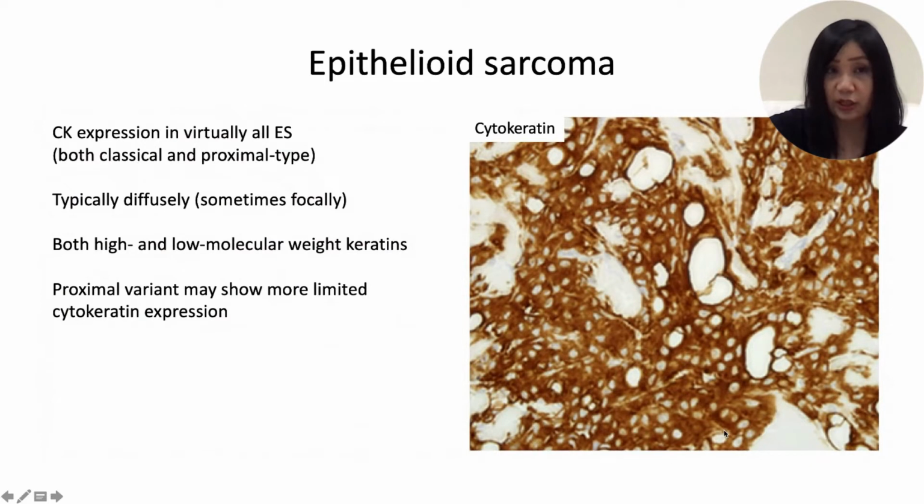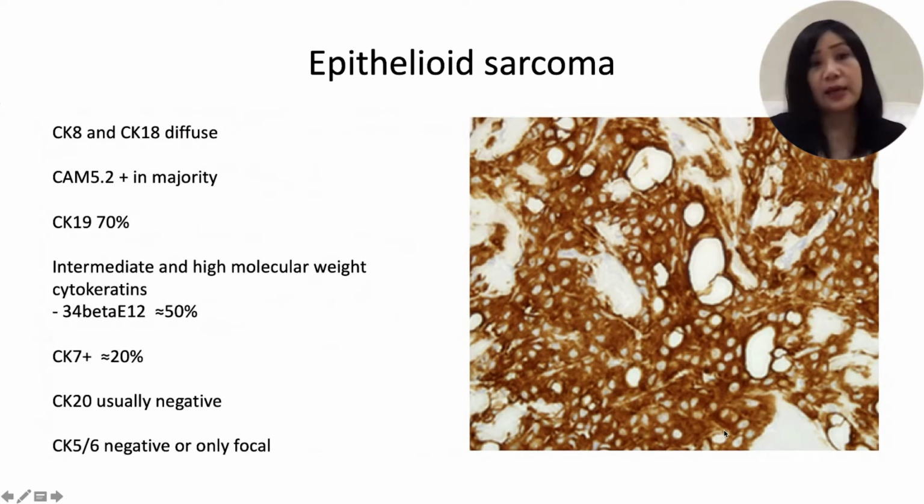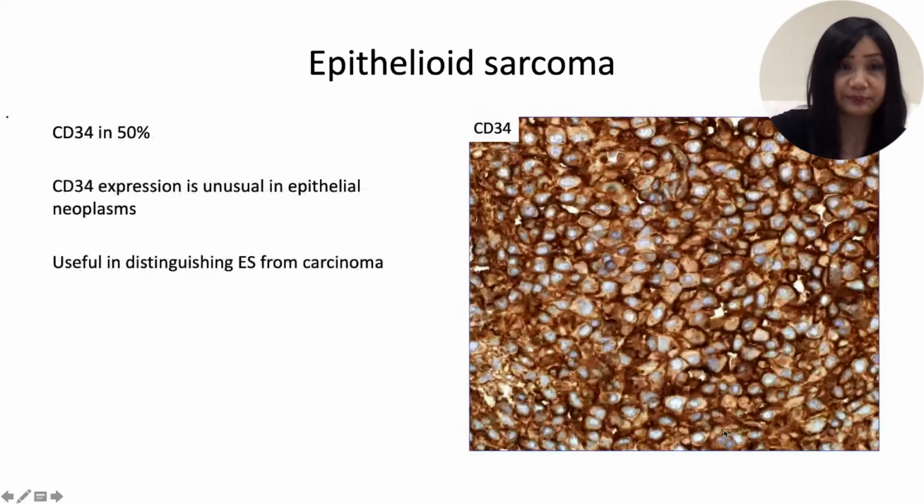The keratin is seen in virtually all ES, typically diffusely, sometimes more focally, particularly in the proximal variant. This is a list of the cytokeratins that are positive in epithelioid sarcoma. Just to note that pancytokeratins are positive, low molecular weight keratins 8 and 18 and CAM5.2 are positive, but 34 beta E12 is positive in only 50%, and CK5/6 is usually negative or only focal.